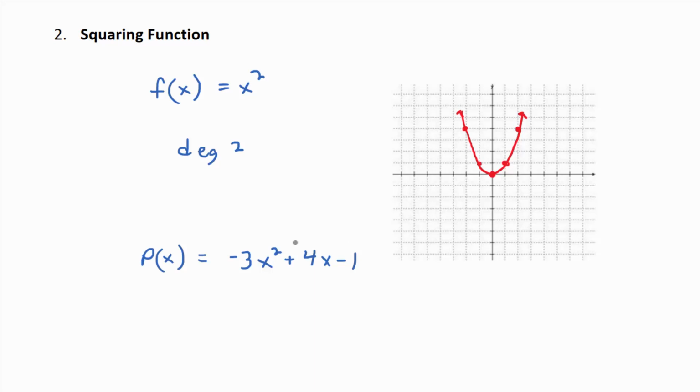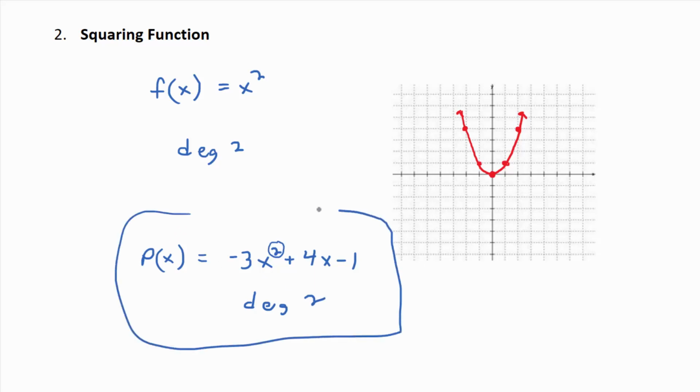How do I know it's degree 2? Well, when it has more than one term, as long as there's just a single variable in the formula, you look at the highest power on that variable. So that's also a degree 2 polynomial function. So be able to identify a degree 2 polynomial function when you see it, and also be very familiar with the most basic degree 2 polynomial function called the squaring function.